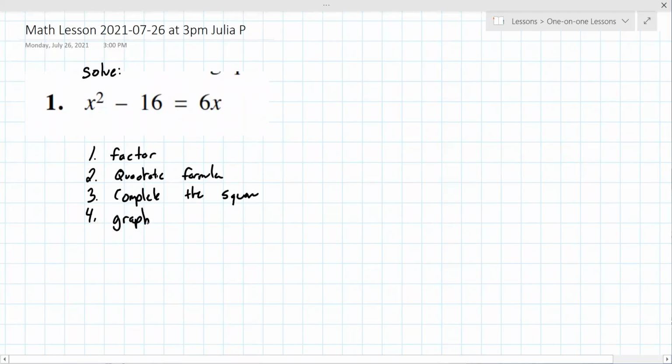Do you know if you get a graphing calculator on this or not? I'm not sure. So that would be something to find out. For now, let's do the following.